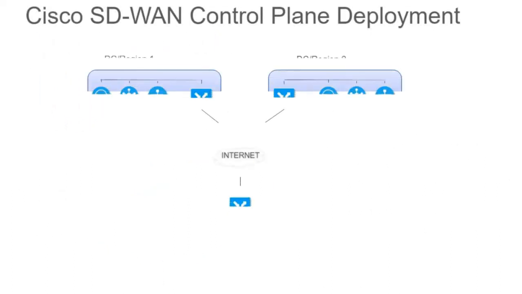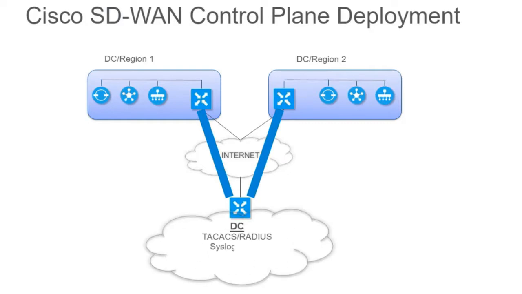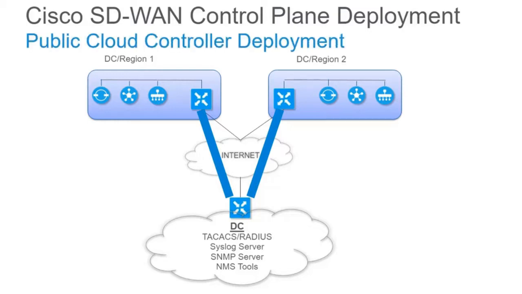In cases where the controllers are accessible via MPLS, it is simple to provide access to the data center hosted services from the controllers, such as TACACS, Radius, SNMP servers, and syslog servers. It is not as simple when the controllers are deployed in a public cloud infrastructure.